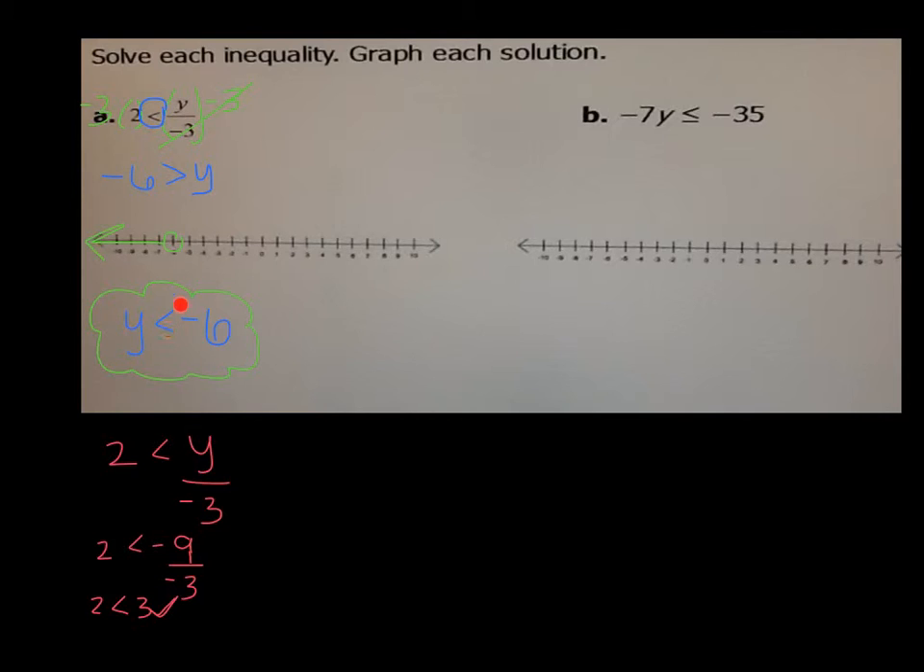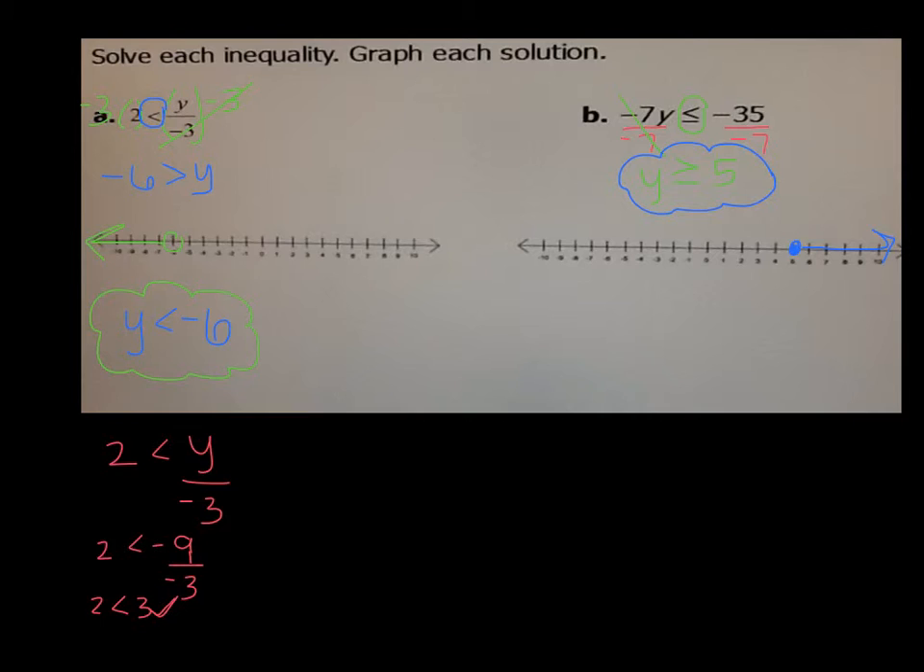Any value that is less than negative 6, if I put it in here for y, it will make this inequality true. So remember, we checked solutions on Monday and Tuesday in class. So you can always check by picking a number that falls in your graph and substituting it in for the variable and seeing if it works. Okay? Why don't you guys pause and see if you can do B on your own, solve and graph.